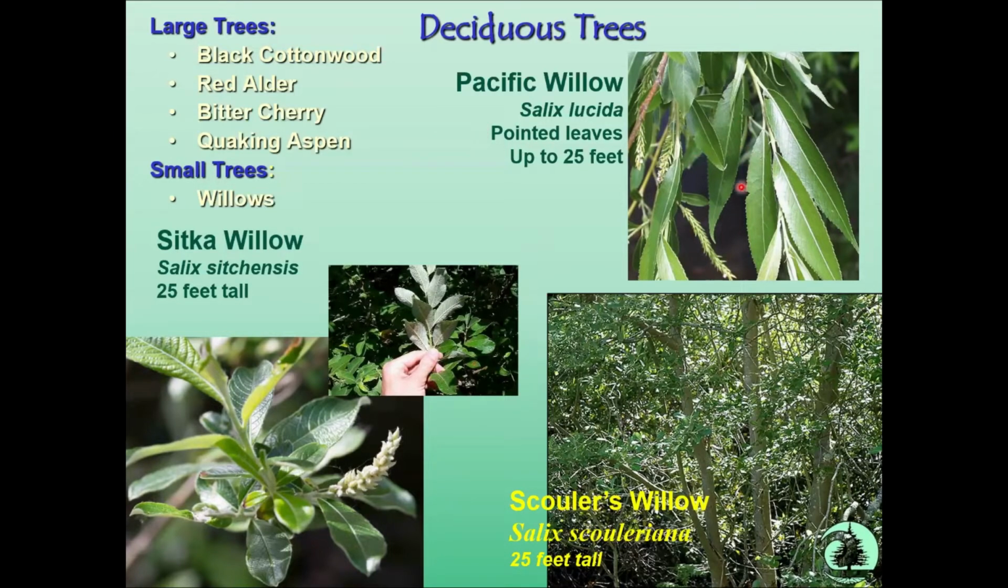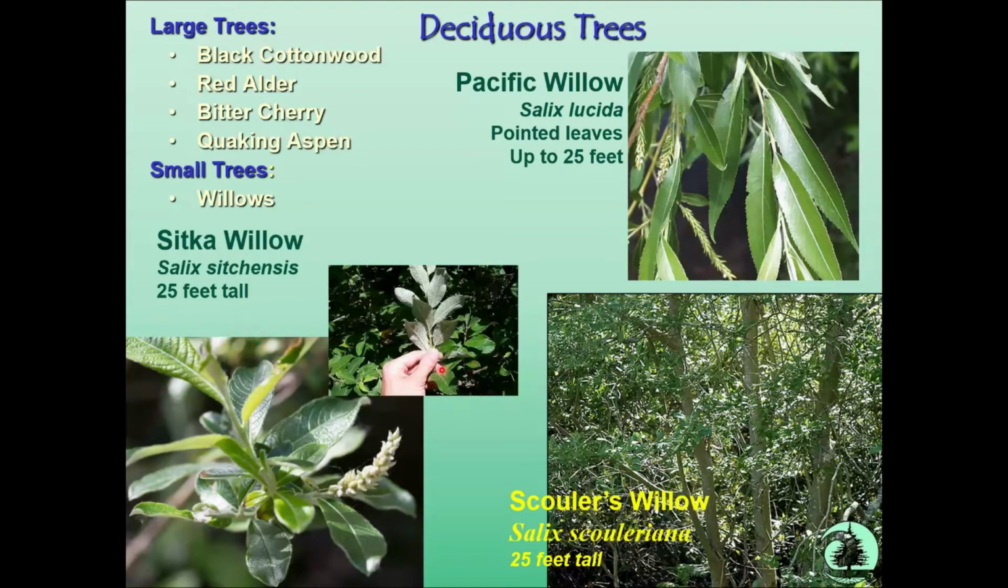They have pointed leaves right here, whereas these other willows have more rounded leaves here. Now, willows are pretty hard to identify unless you have a flower and a mature leaf. We have the Sitka willow, Salix sitchensis, and all these willows are approximately 25 feet tall. They are favorites for birds and caterpillars as well. And then we have the Scouler's willow.